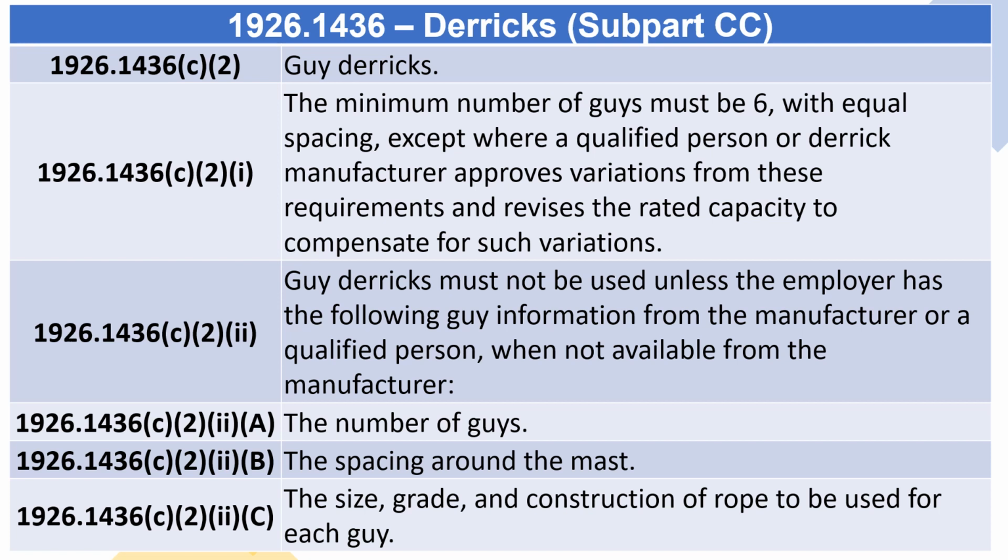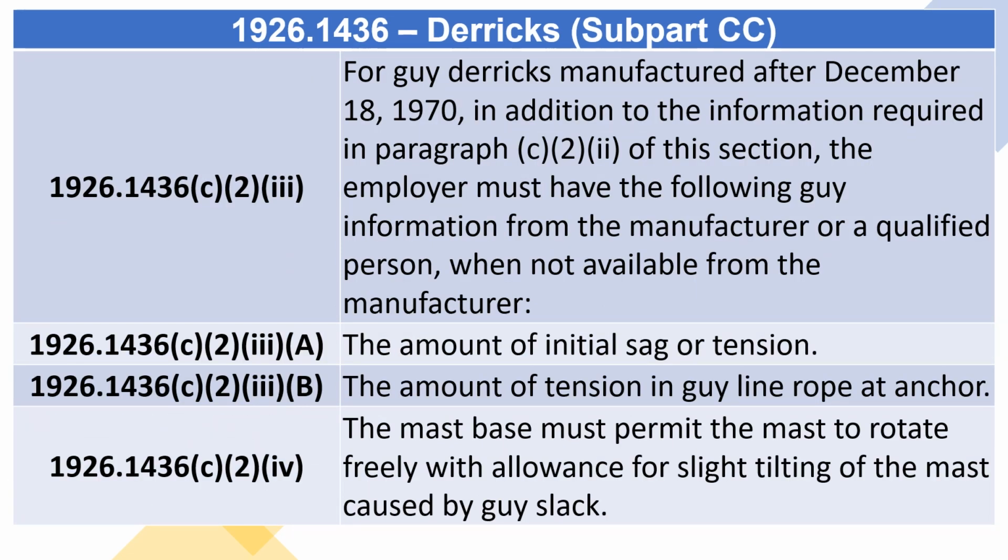1926.1436(c)(2)(ii)(A) through (C). The number of guys. The spacing around the mast. The size, grade, and construction of rope to be used for each guy. 1926.1436(c)(2)(iii). Guy derricks manufactured after December 18, 1970. In addition to the information required in paragraph (c)(2)(ii) of this section, the employer must have the following guy information from the manufacturer or a qualified person, when not available from the manufacturer.